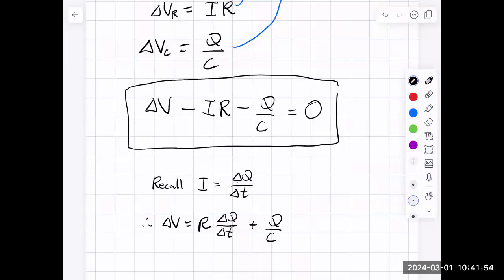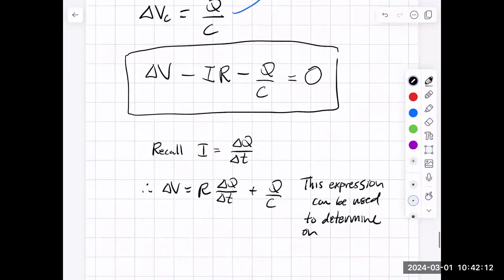Okay, so this expression can be used to determine how the charge changes with time. We'll do the calculation next time on Monday, but let's think about what would happen.